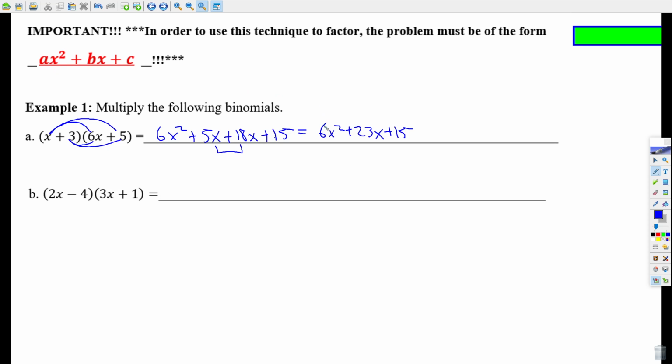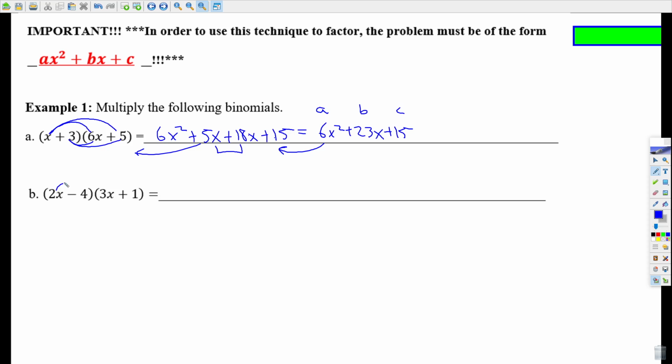If I were to identify this, I would say a is 6, b is 23, and c is 15. And we're going to learn how to start with that and go backwards to the original, which is actually fairly more difficult. So we're going to go back to this step, and we'll learn how to go back to this step. And then once we get there, we're basically going to do our grouping to go back to this. If you remember how to do grouping, that's mostly what we need. It's actually a combination of the shortcut method and grouping.